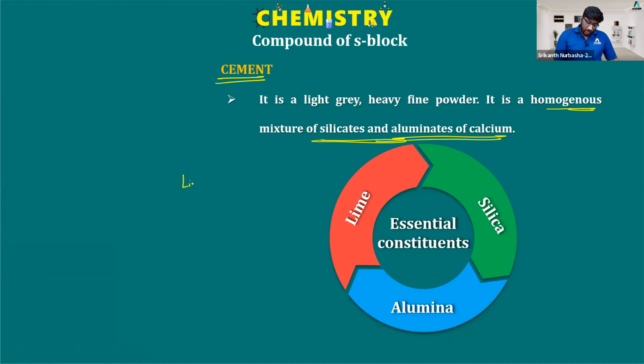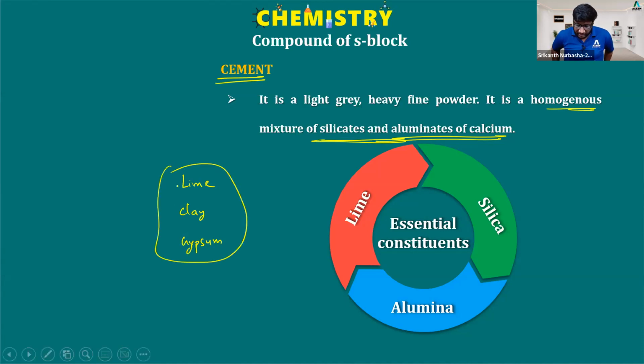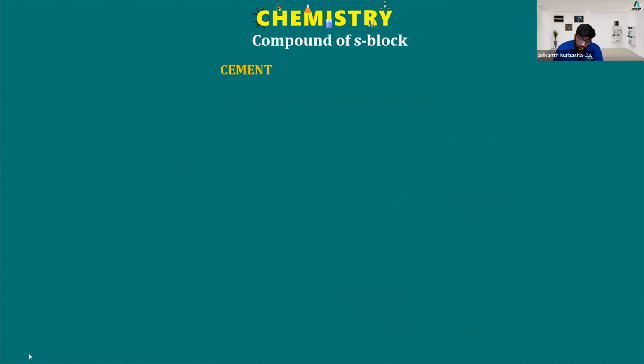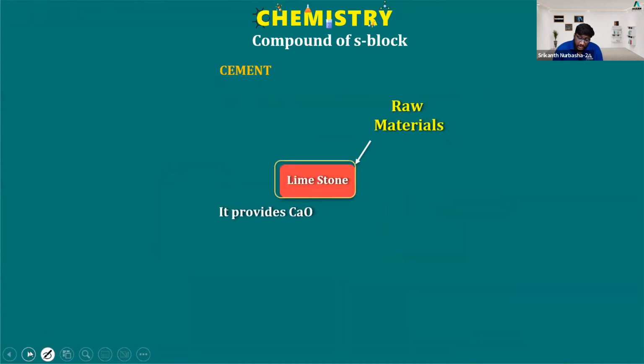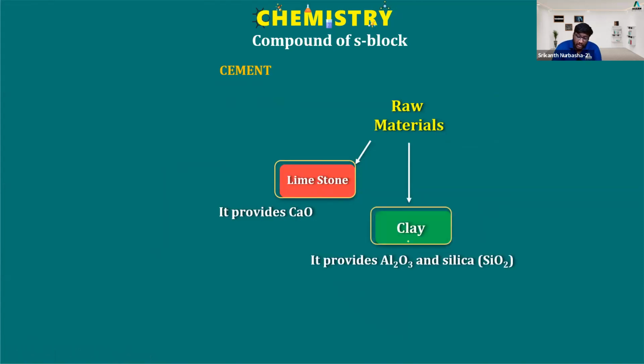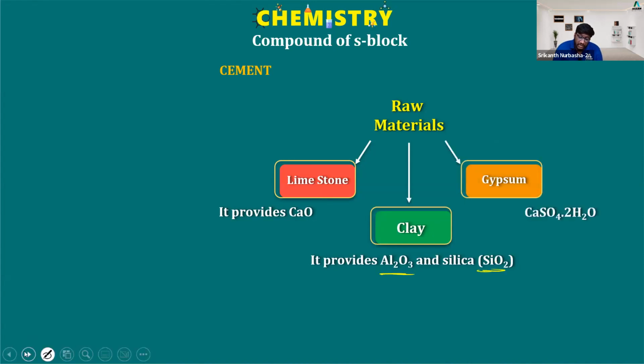What are lime, clay, and gypsum? These are the raw materials, and you take these raw materials and convert them to produce the respective cement. As I was saying, the raw materials are limestone, which produces CaO, calcium oxide. Clay will produce Al2O3 and SiO2. And gypsum is CaSO4·2H2O. What is the role of gypsum?